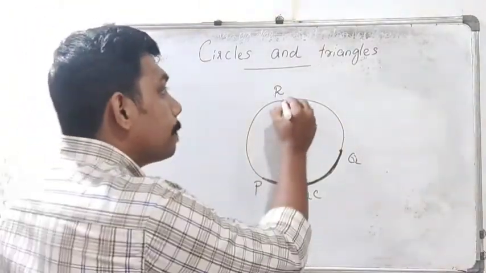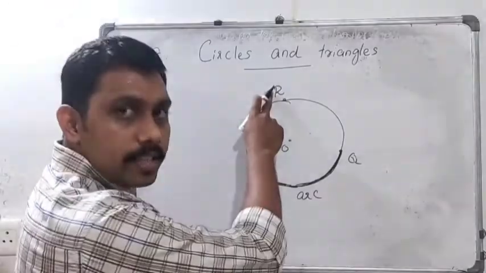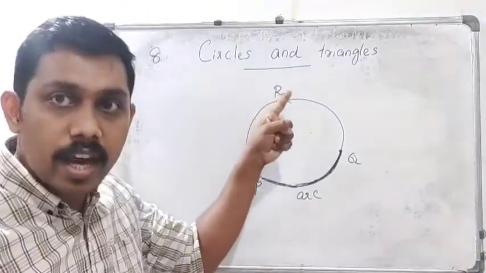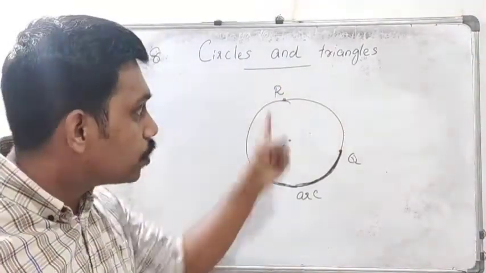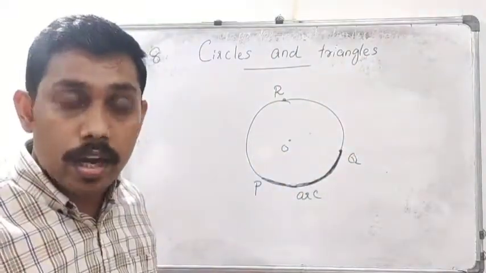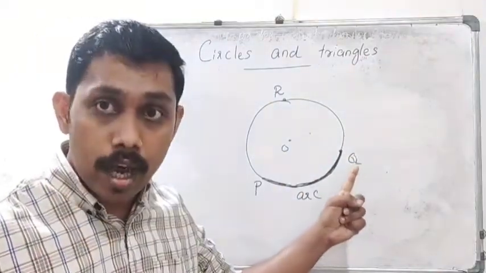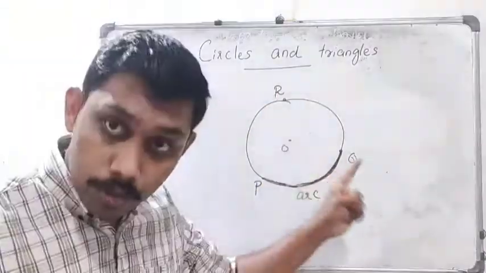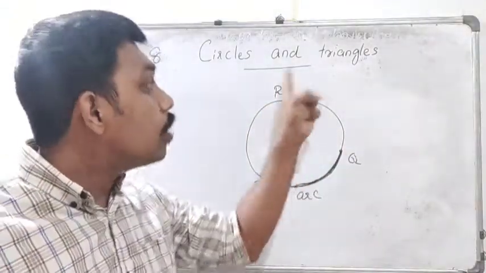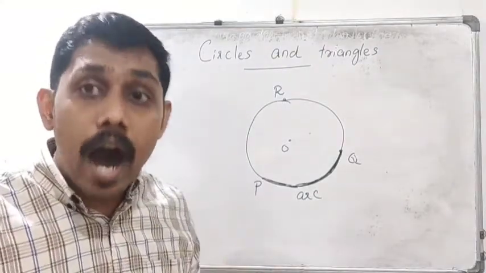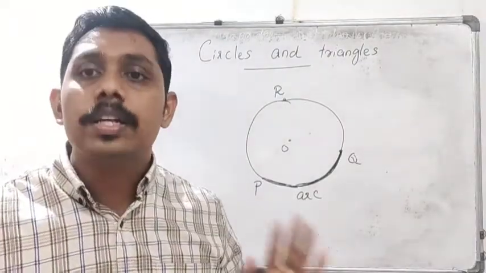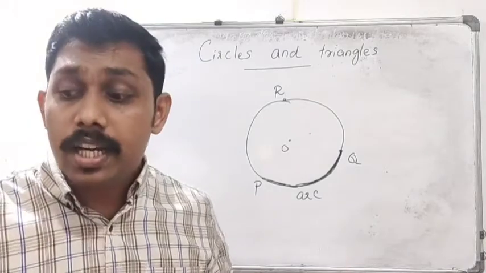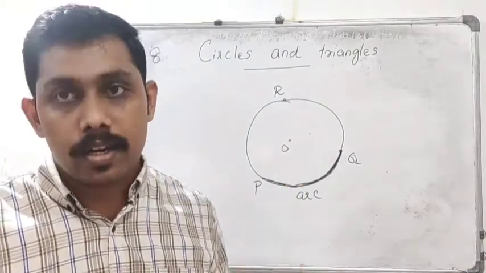PR is an arc. And also RQ is also an arc. PQ is also an arc. Now again PRQ is also an arc. PQR is also an arc. So arc means it is a part of circle.